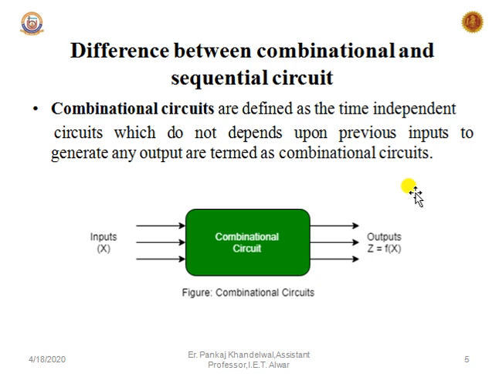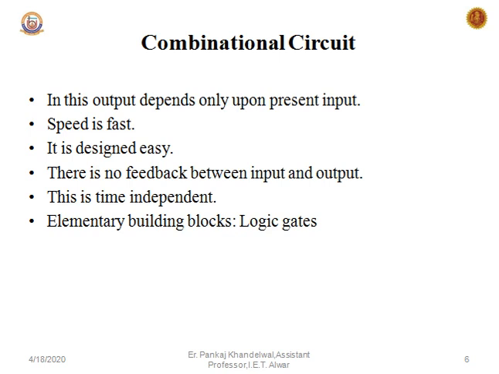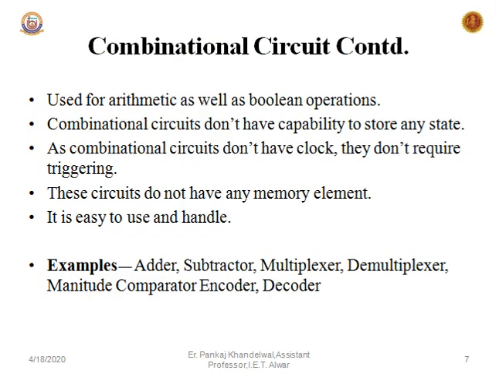First of all, the difference between combinational and sequential circuit. Combinational circuits are defined as the time independent circuits which do not depend upon previous input to generate any output. In this, output depends only upon present input, speed is fast, it is designed easily, there is no feedback between input and output, this is time independent, and elementary building blocks are logic gates. Combinational circuits are used for arithmetic as well as Boolean operations.